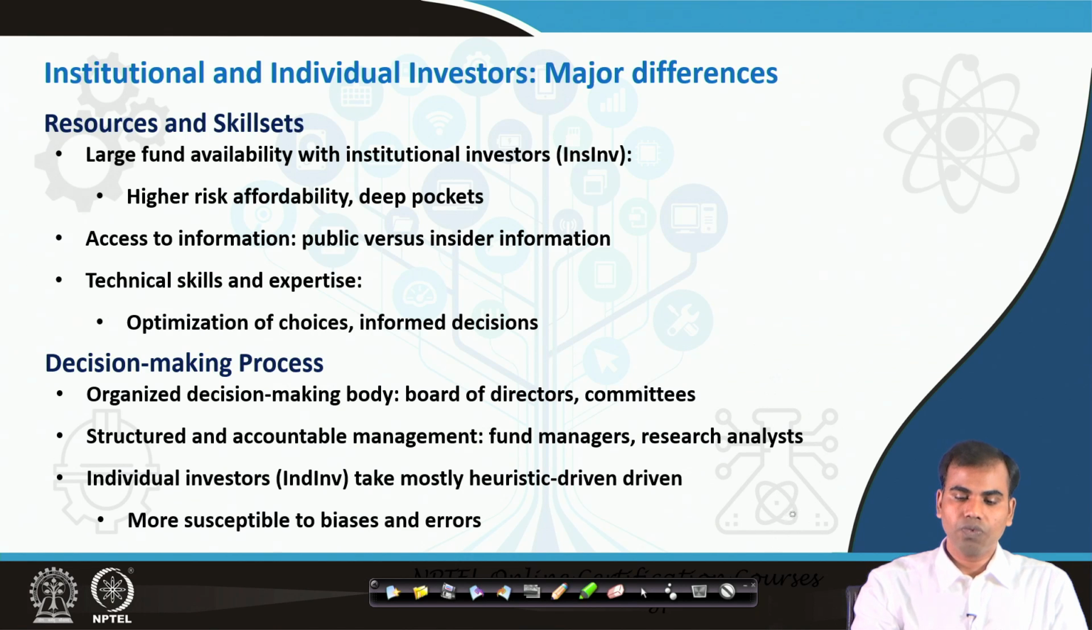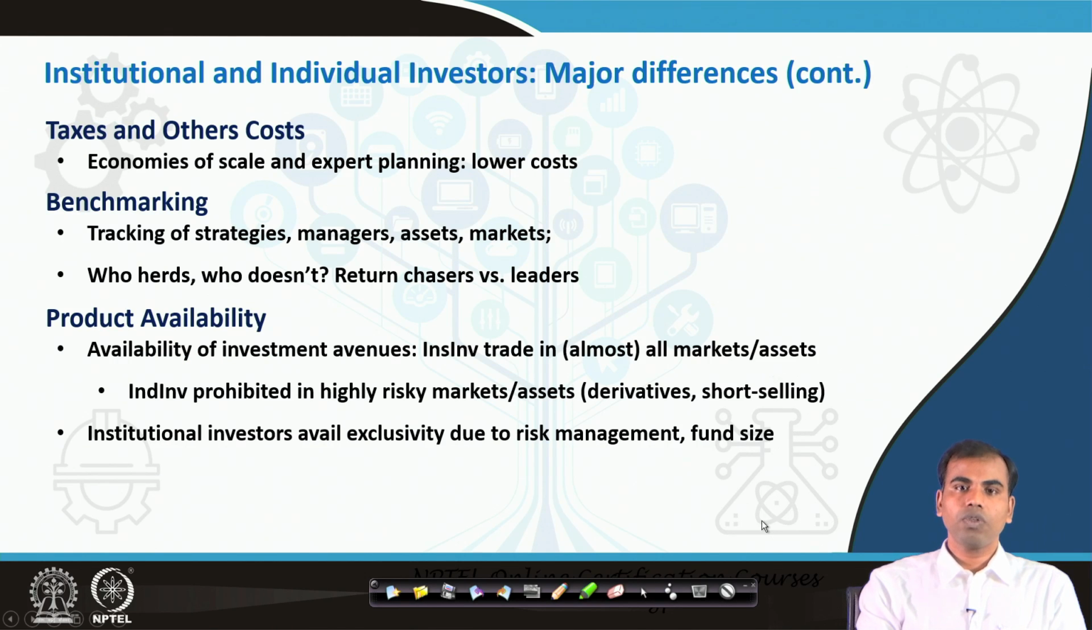If we move this discussion further, there are certain other inputs and factors which might distinguish institutional investors from individual investors. For example, taxes and other costs. Because of the scale of operations, institutional investors have economies of scale, and that is why they have the expertise as well as the advantage to save costs and taxes and other trading costs such as brokerage charges or transaction costs.